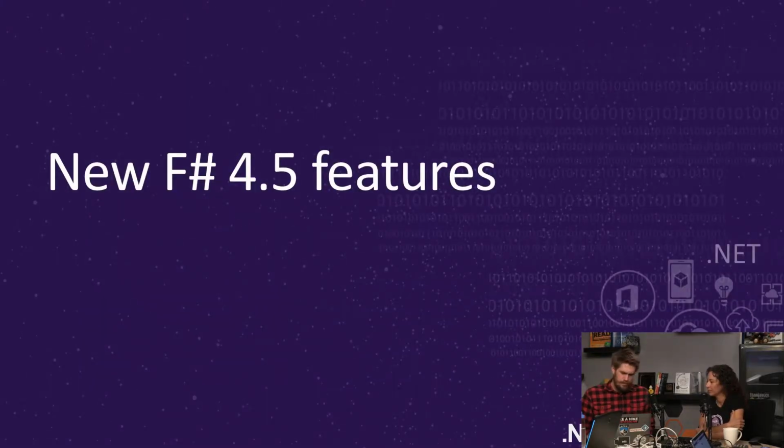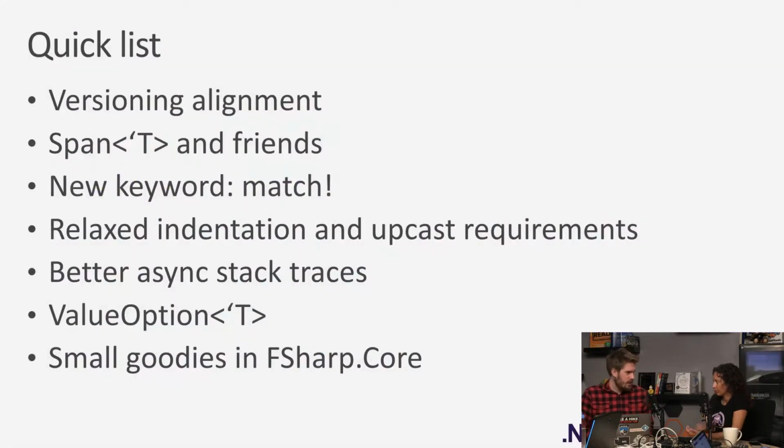So there's a quick list of the feature set. We're aligning versions with some assets, and existing F# developers should be very happy about this. I know that I'm incredibly happy because it fixes a long-standing confusion. We have a feature set that I'm calling Span of T and Friends, but it's really a whole bunch of different features, and so I'm going to go through that and show how you can do better low-level programming with F#. For better performance, right?